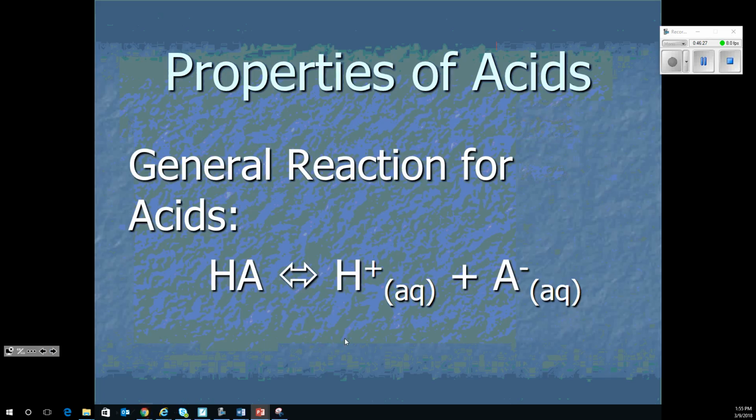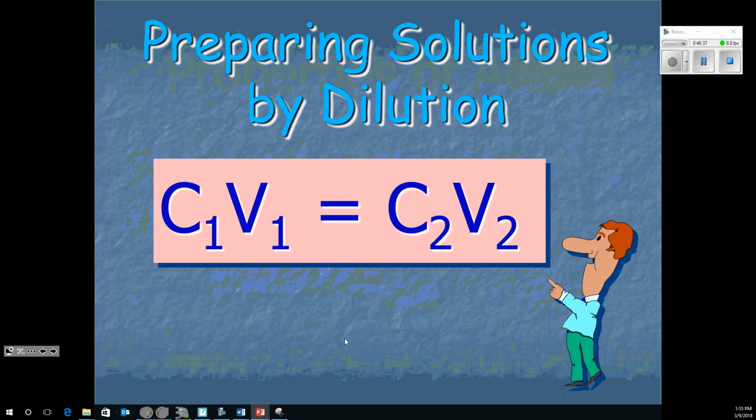Okay, let's go forward or we're not going to make it through. So the general reaction for acids and bases is this. It gives us a hydrogen ion. We have used this equation a lot. This is our dilution equation. C1V1 equals C2V2. It can be M1V1 equals M2V2. It can be MAVA equals MBVB for titration. But this is our dilution equation.